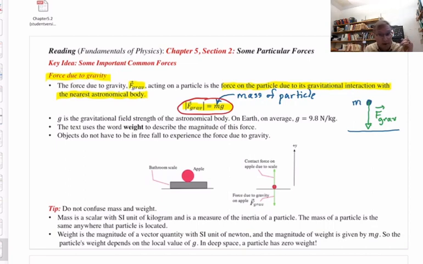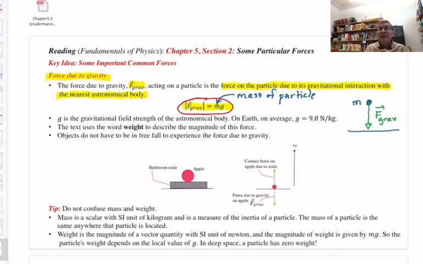Whether you're in the air or on the ground, there's a force due to gravity from Earth. And little g is now appearing in the formula for the magnitude of that force due to gravity. So little g is no longer confined to situations like free fall. In fact, I'm going to change the name of little g.